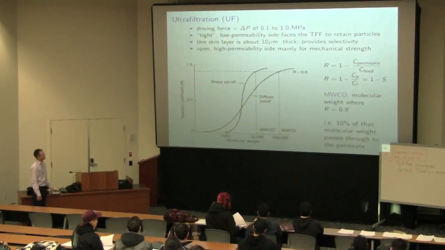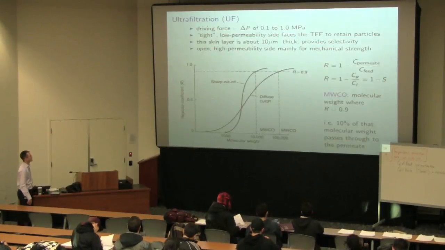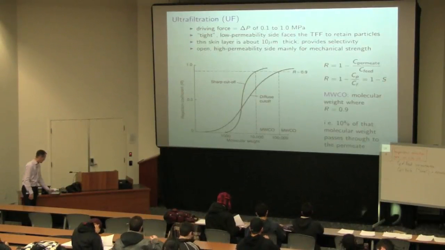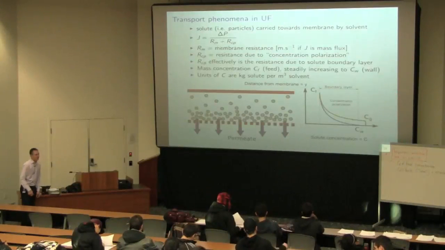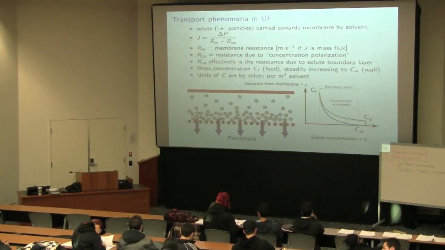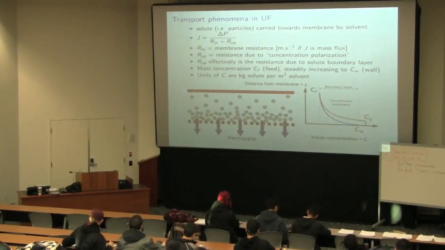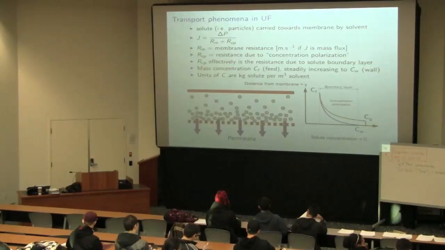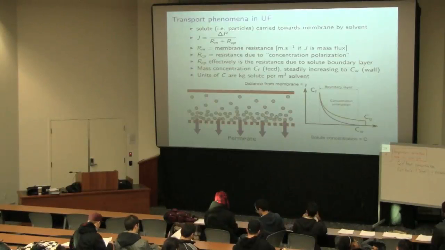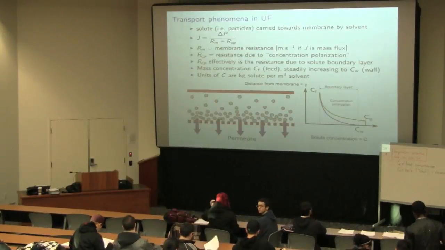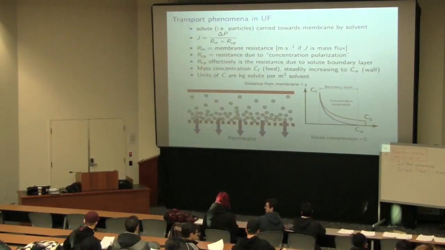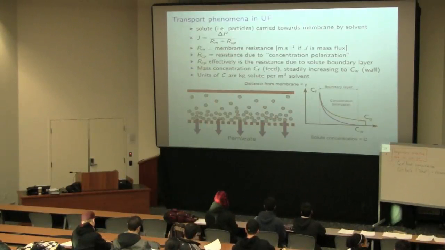We also looked at the sieving curve, or this rejection coefficient concept, in the previous class, so I won't go through that again. We ended the last class by talking about transport phenomena. So today's class is on the transport phenomena through the ultrafiltration membrane, and we're going to use transport equations to ultimately design and size the membranes, and also look at some interesting ways of configuring membrane circuits. So we're going to look at series and parallel circuits, and how these are implemented.